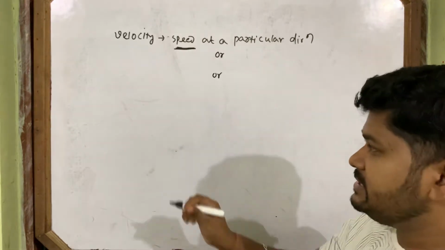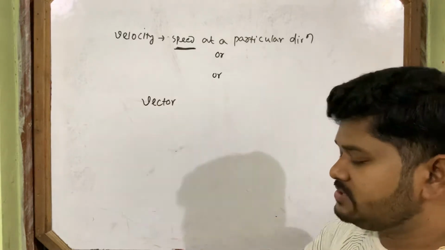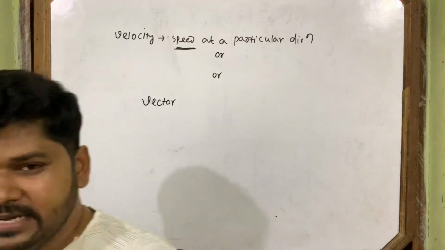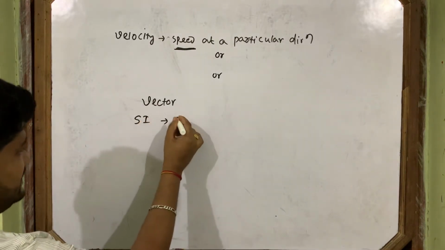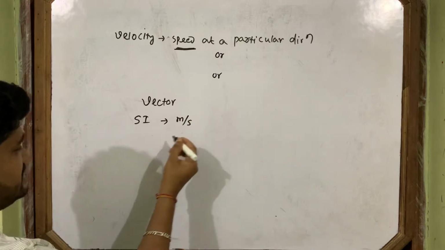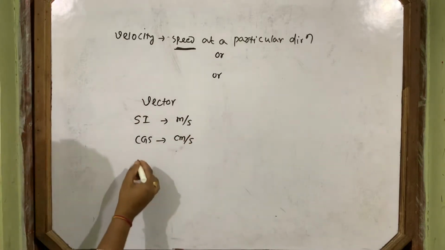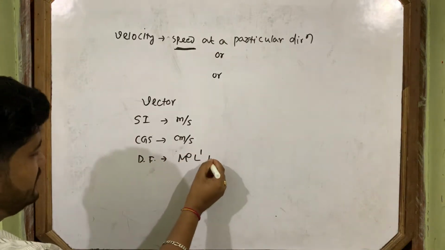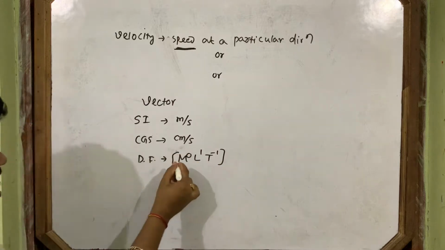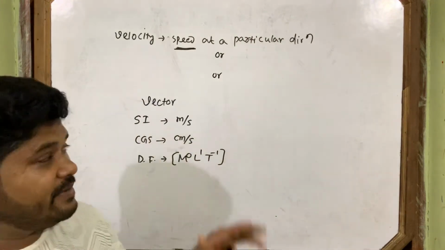So is velocity a scalar or a vector? It's a vector quantity because it has direction. And what is its SI unit? That is the same as speed, meter per second. CGS unit, centimeter per second. Dimensional formula is the same as speed, M^0 L^1 T^-1. So this is the complete address of velocity.